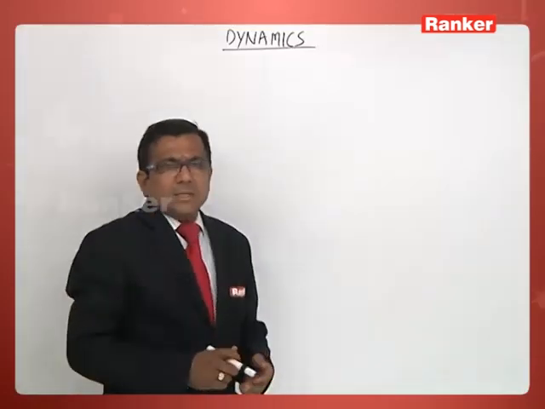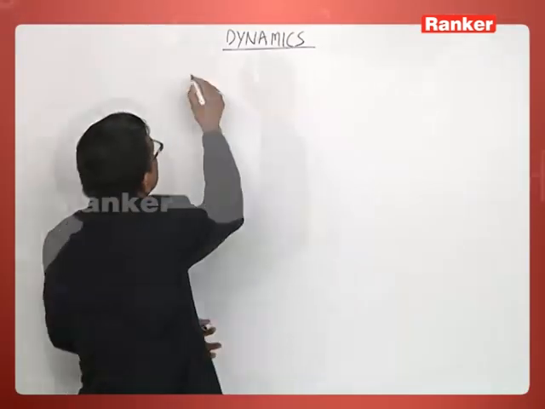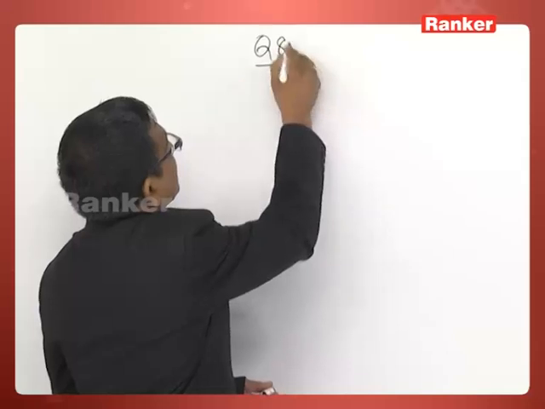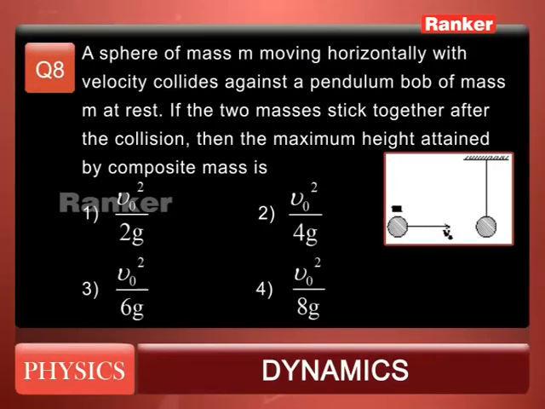Okay, now let us see the next question, question number 8. A sphere of mass m is moving horizontally with a velocity v0 and collides against a pendulum bob of mass m at rest, as shown in the figure. You follow the figure carefully. The masses stick together after collision. Then what is the maximum height attained by the composite system?